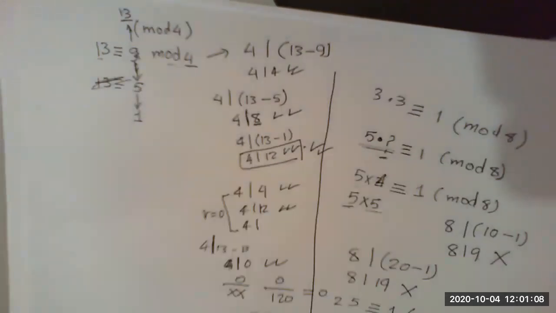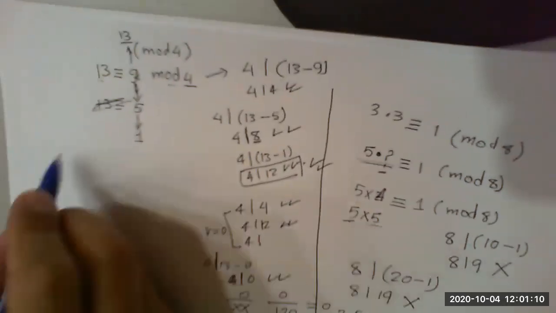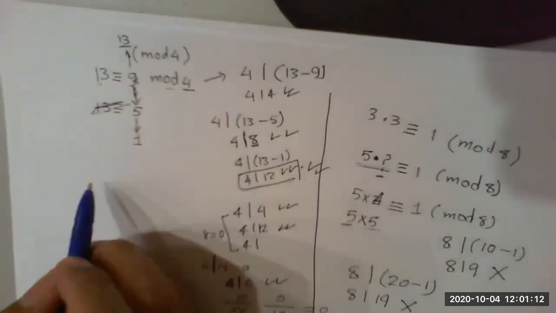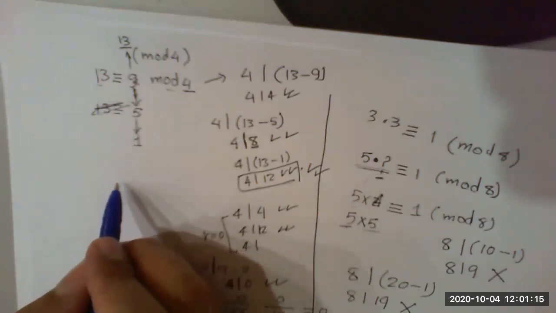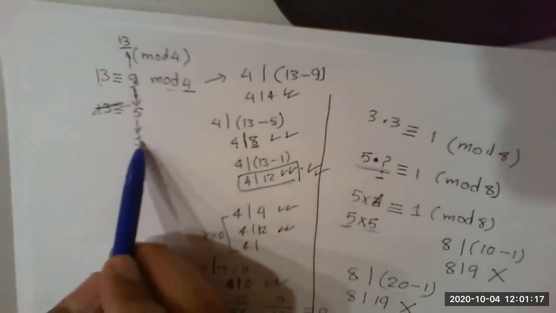I can add more and more and so on. This is going to give me the same cycle of residues. So I have a residue here that starts with 0. This one is starting with 1.